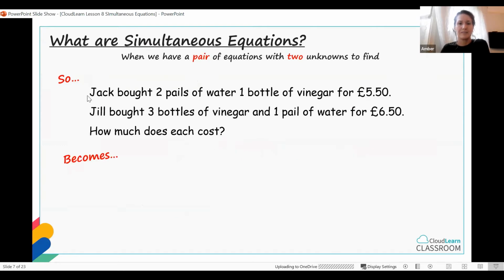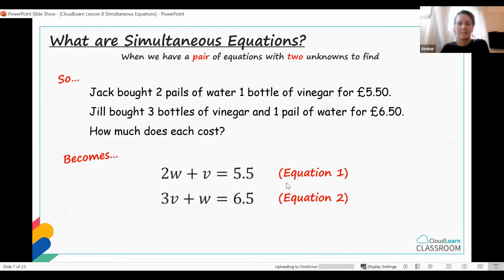So what has happened is this problem that we started with has now become a mathematical problem with 2 separate equations. We've got 2W plus 1V is equal to 5.5, and we've got 3V plus 1W is equal to 6.5. So now what we have done is we've taken this problem and turned it into a set of algebraic simultaneous equations, okay?